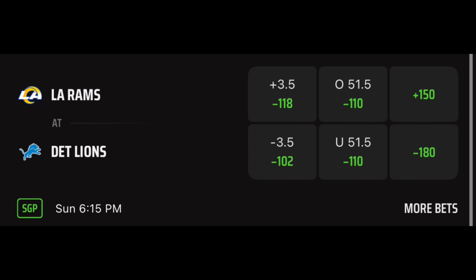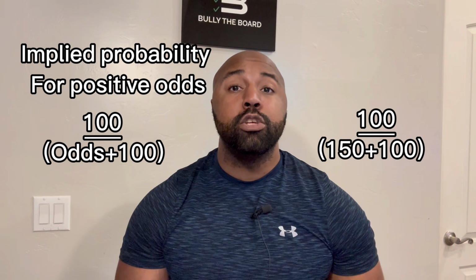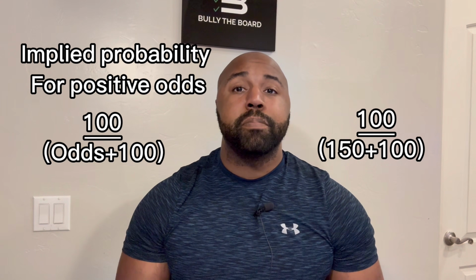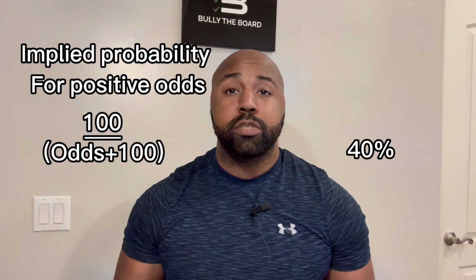So let's look at a real life example. NFL playoffs, and the Rams are playing the Lions, and the Rams are plus 150 underdogs. So the implied probability would be 100 divided by 100 plus 150, or 40%. So if you think the Rams have more than a 40% chance of winning this game, then you should take this bet. It's a good bet, and we call that positive expected value, or positive EV.